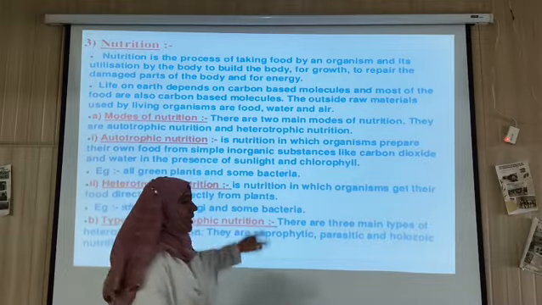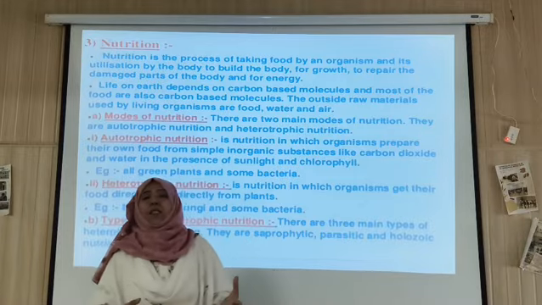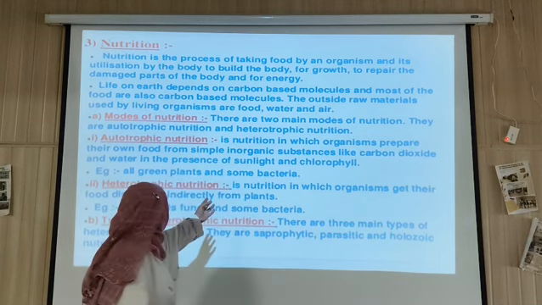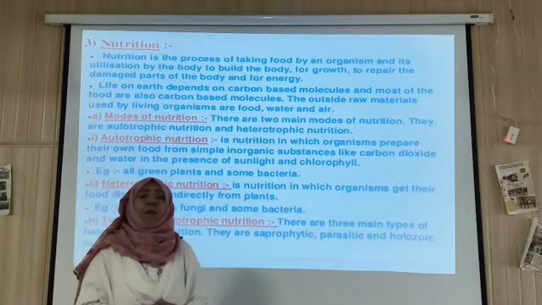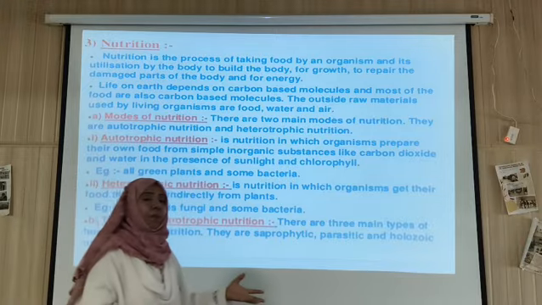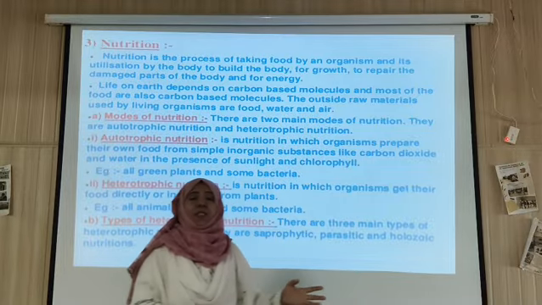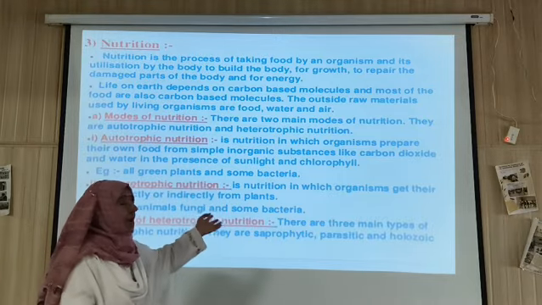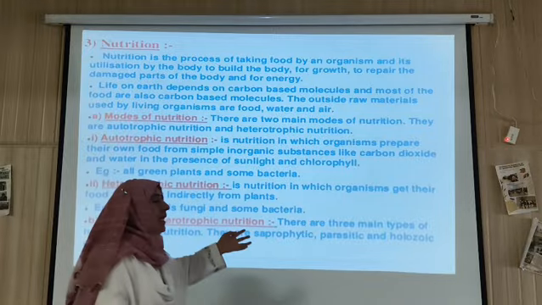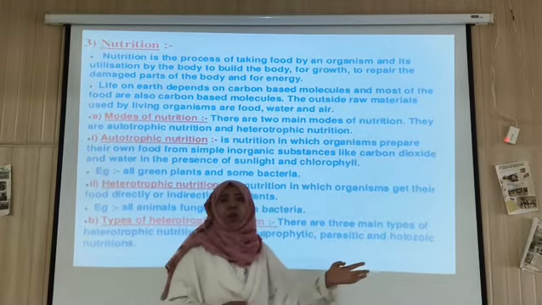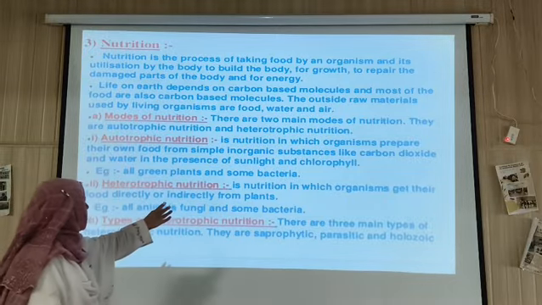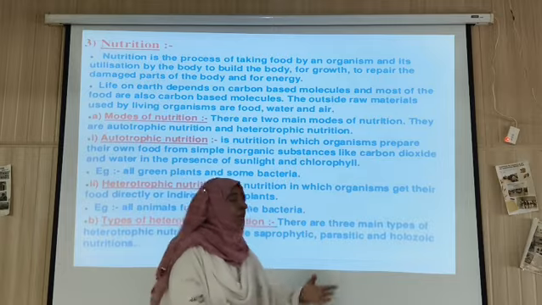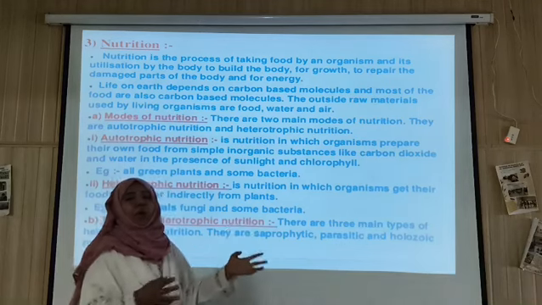Autotrophic nutrition is that nutrition in which auto means self and trophic means food. So autotrophic nutrition is that nutrition by which an organism prepares its own food with the help of four raw materials: inorganic materials, carbon dioxide and water, with sunlight as a source of energy, and chlorophyll, the green pigment present in green plants. So with the help of these four raw materials, carbon dioxide, water, sunlight and chlorophyll, they prepare food as carbohydrate.